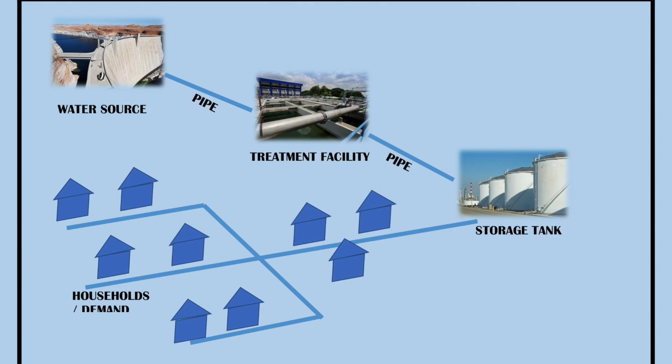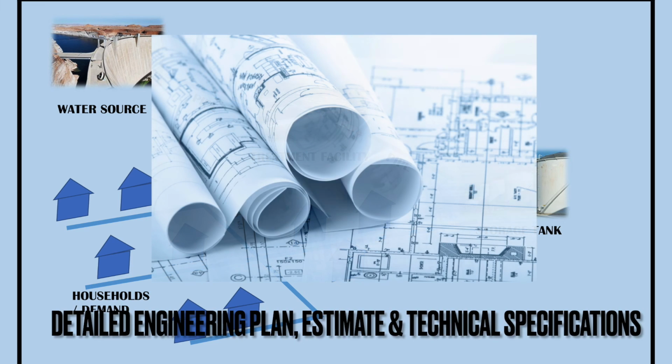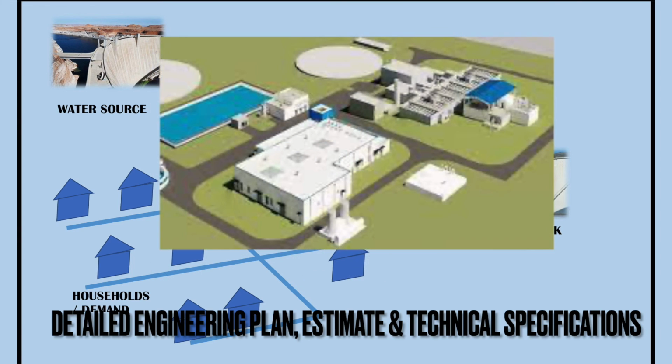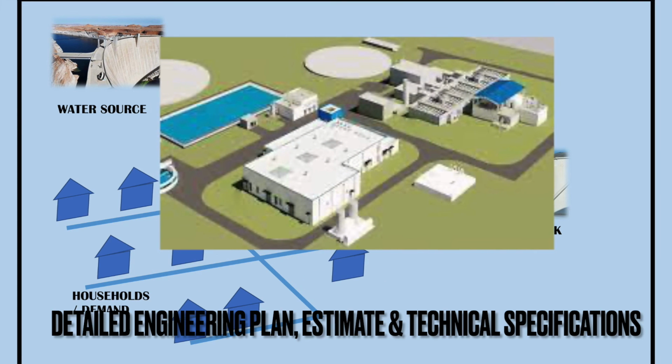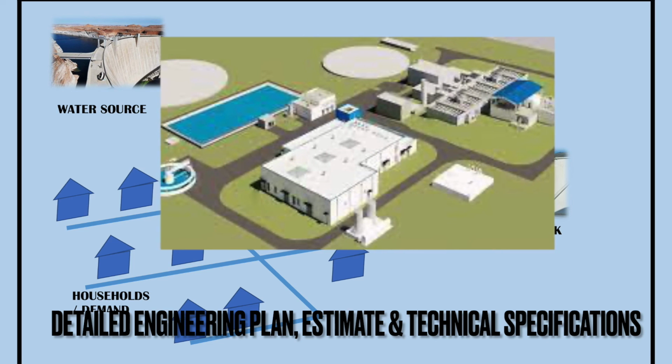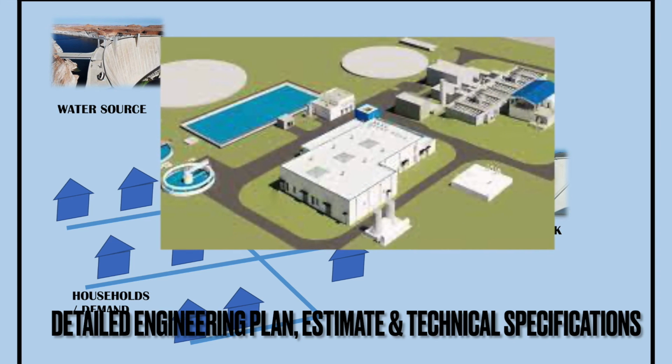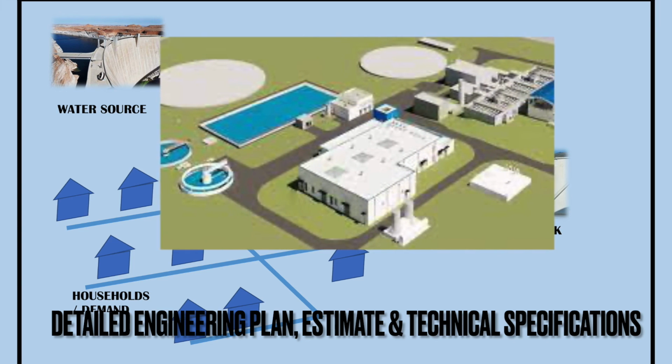From the result of analysis and design, a detail can be derived to form part of the engineering plan, and after the preparation of plan, estimate and technical specifications can also be prepared. So that's how the water system project is being prepared from the point of view of this YouTube channel.